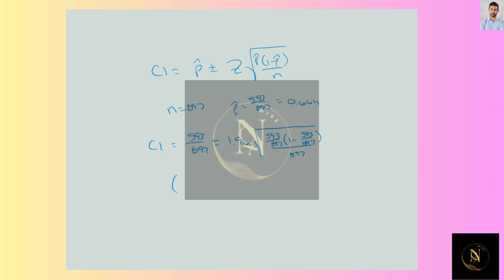And this will have a lower boundary of, when we subtract, 0.6301, and an upper boundary from adding, 0.6921.